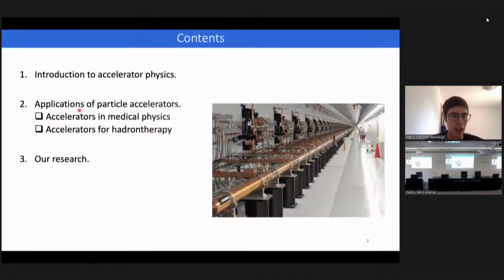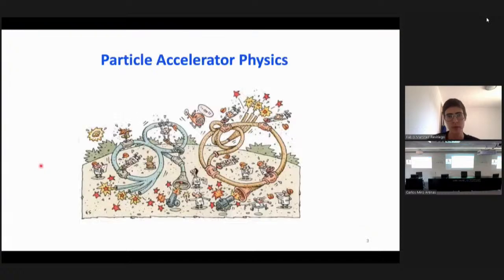I will start with an introduction to accelerator physics. Then I will talk about the applications of particle accelerators, specifically accelerators in medical physics, and more specifically for hadron therapy treatments. And then I will present our research group, and I will talk about our research.